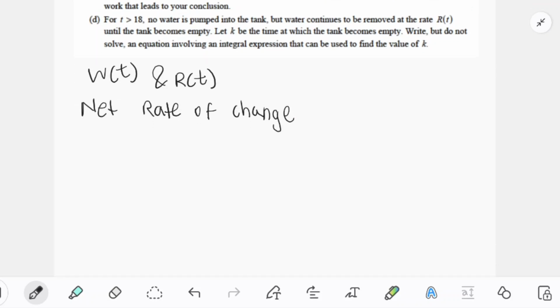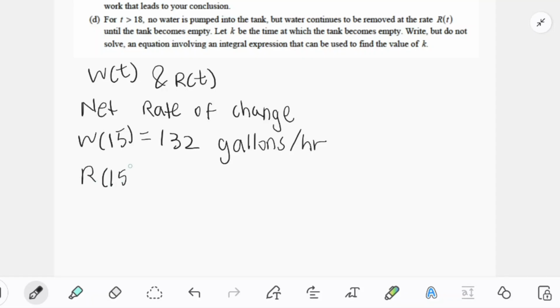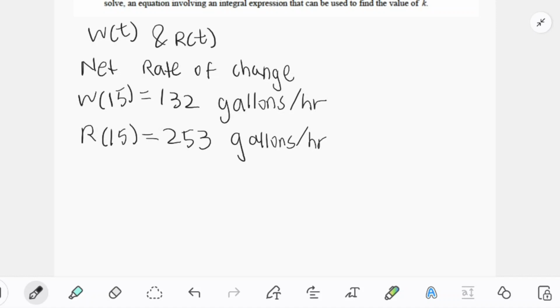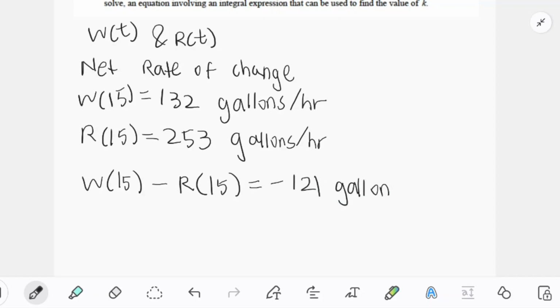First, let's consider the rate at which water enters the tank. W of 15 equals 132 gallons per hour. The rate at which water leaves at the same moment is R of 15 equals 253 gallons per hour. The net rate of change would be the difference of these two, W of 15 minus R of 15, which is negative 121 gallons per hour.